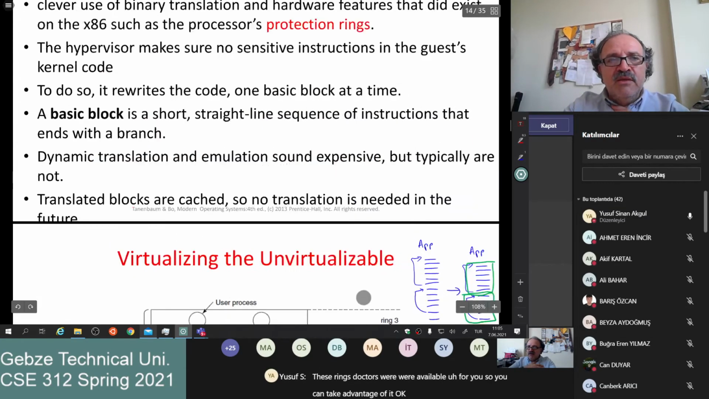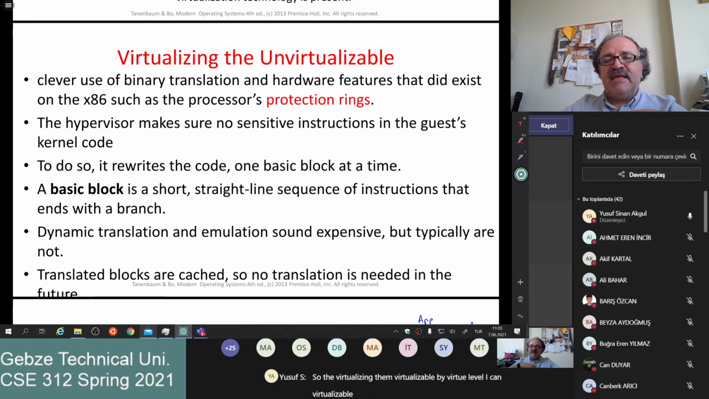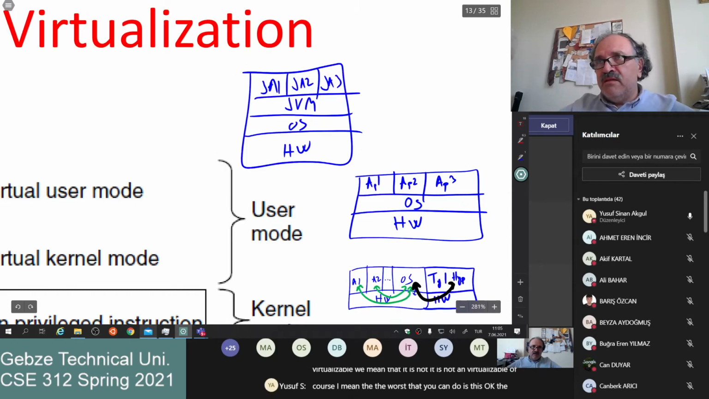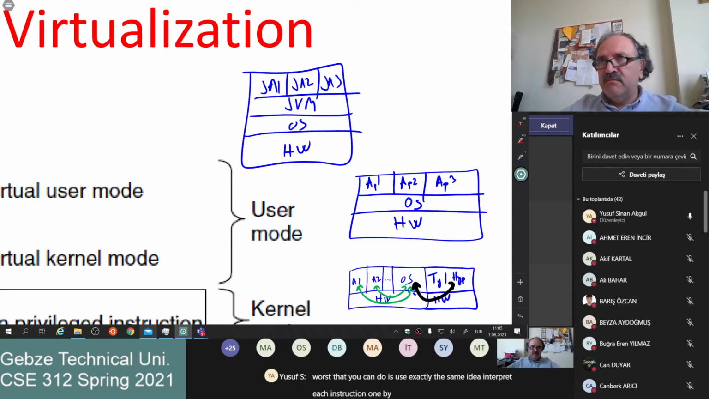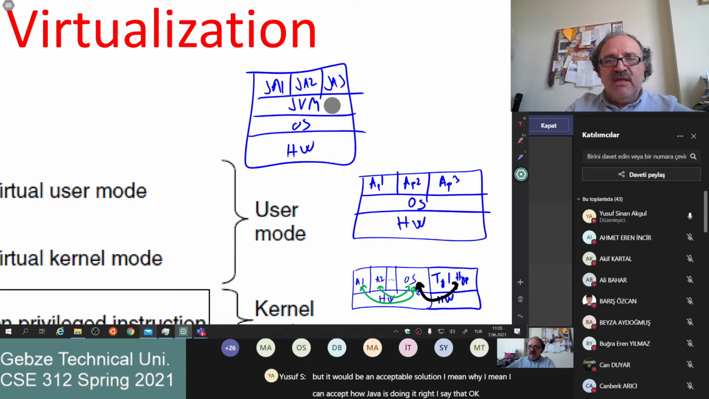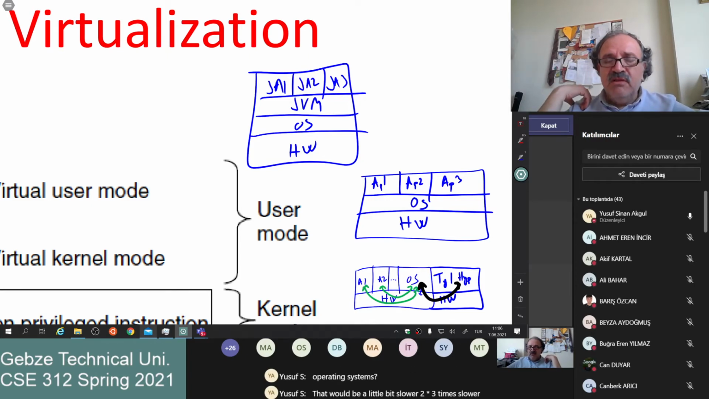Okay, so virtualizing the unvirtualizable. By unvirtualizable, we mean that it is not really unvirtualizable, of course. The worst that you can do is use exactly the same idea: interpret each instruction one by one as a hypervisor. That would be too inefficient, but it would be an acceptable solution. I can accept how Java is doing it, so why can't I do this for the operating systems? That would be 2 or 3 times slower than usual. But we don't have to do that.